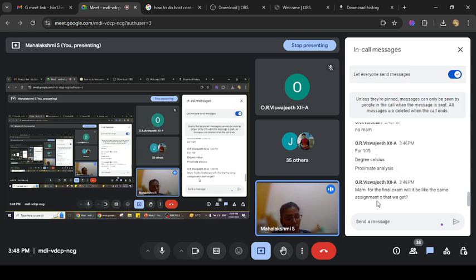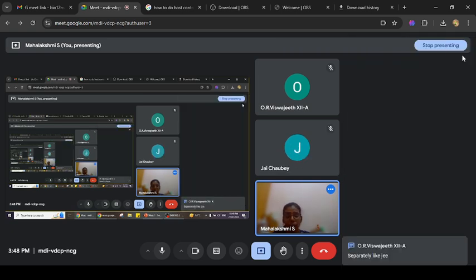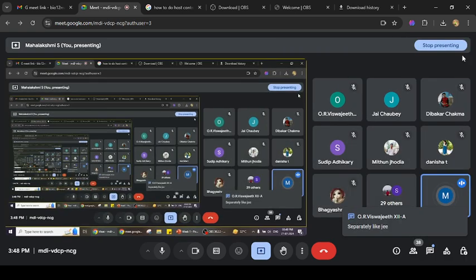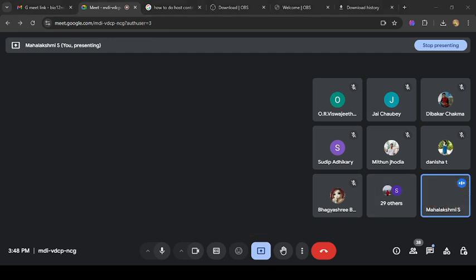So in the proximate analysis, yes, your final exam will also have problems and MCQs like this. So in the proximate analysis, you will have the moisture, volatile matter content, and then the fixed carbon and the ash. So this is what you will be measuring in the proximate analysis.